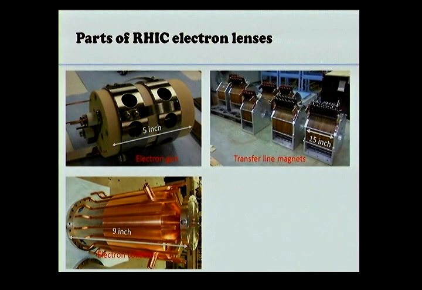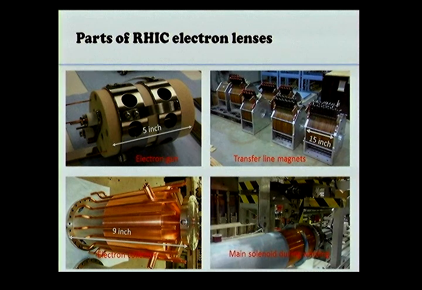Here I show the transfer line magnets. For each electron lens, we have 6 magnets, and totally for 2 electron lenses, we have 12 of them. This one is the biggest one. The width is 15 inches. The superconducting solenoid was designed and manufactured in the superconducting magnet division. Here I show a picture of one solenoid during winding.